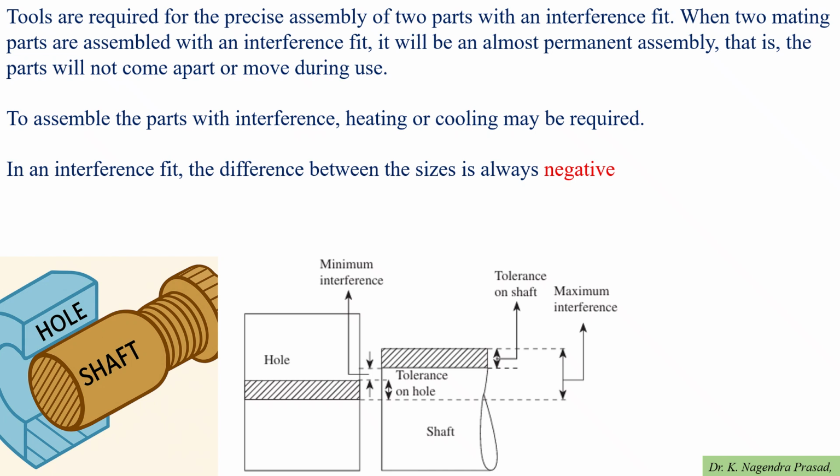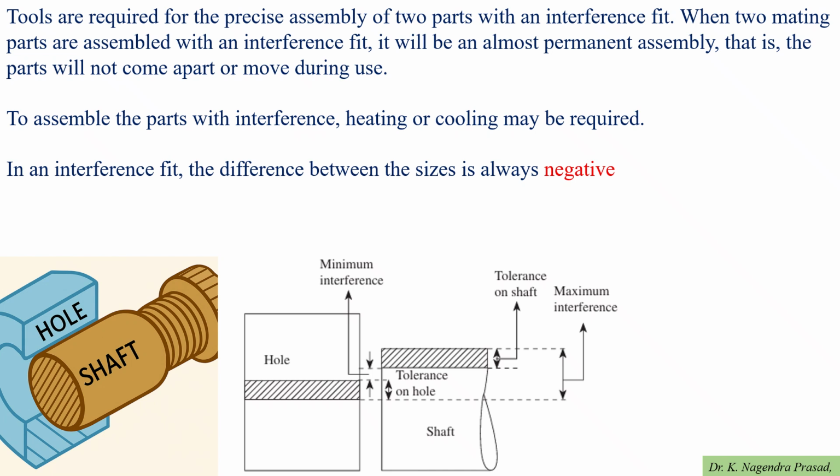In the interference fit, precise assembly of two parts is required. It is actually a tight fit. We require special tools to assemble the two parts when an interference fit exists. When two mating parts are assembled with an interference fit, it will be an almost permanent assembly. That is, the parts will not come apart or move during use.